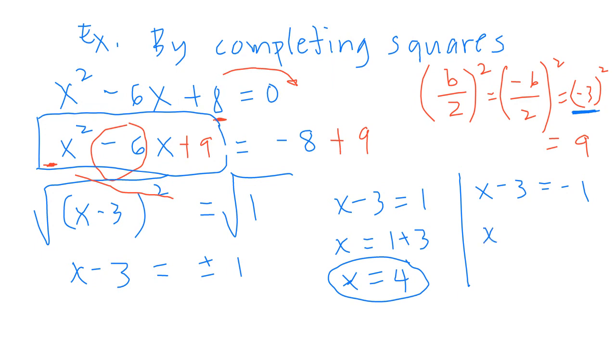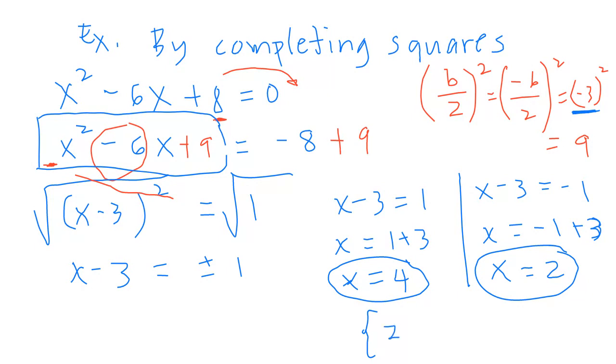Do the same thing on the other side. Move negative 3 to the right side, it becomes a positive 3. So that's negative 1 plus 3. So it gives you positive 2. So in a solution set, you can always check this by plugging back into the original equation. So 2 and 4 are valid answers.